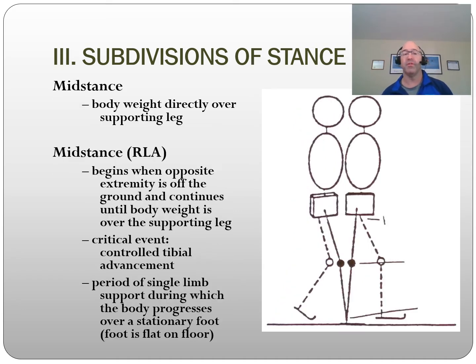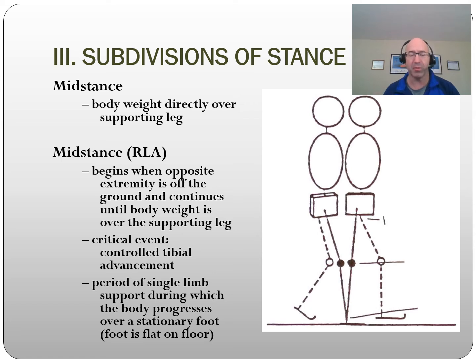Now we're going to move to mid stance. So we're looking at that solid line again. Mid stance, the body now is coming forward and that body weight is now directly over top of that supporting leg. It's also called mid stance with the Rancho scale.